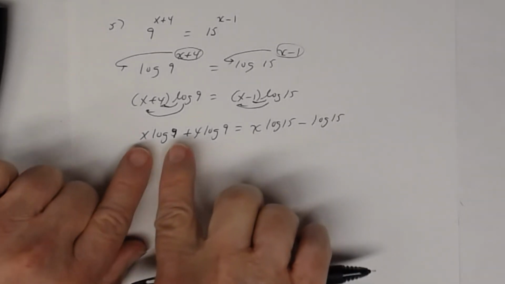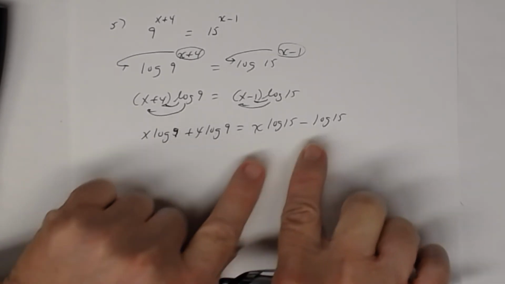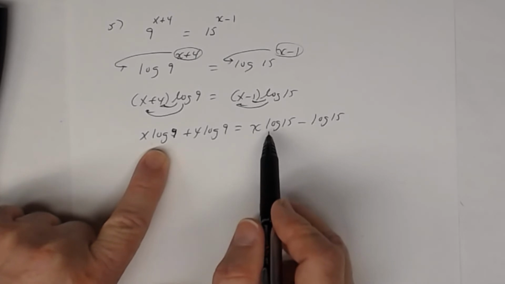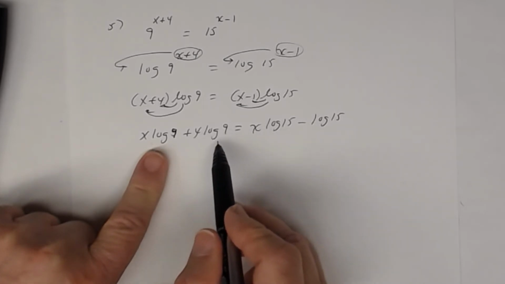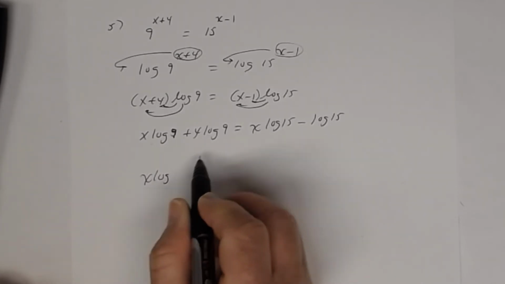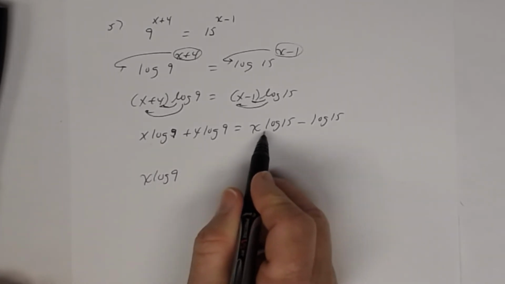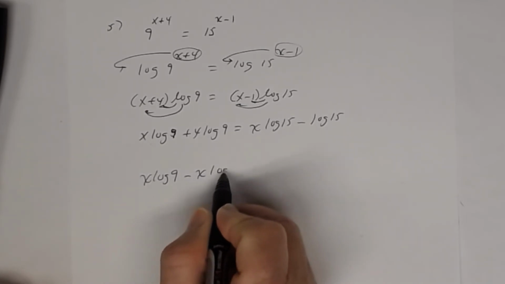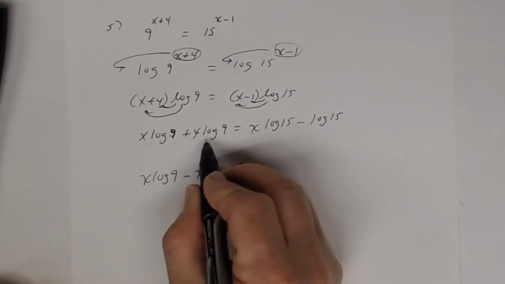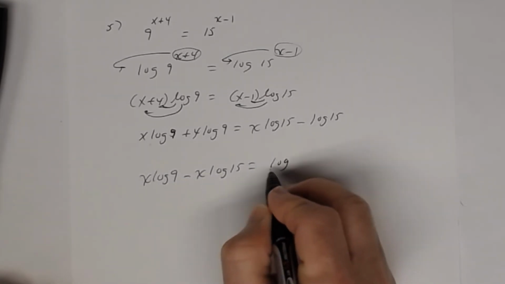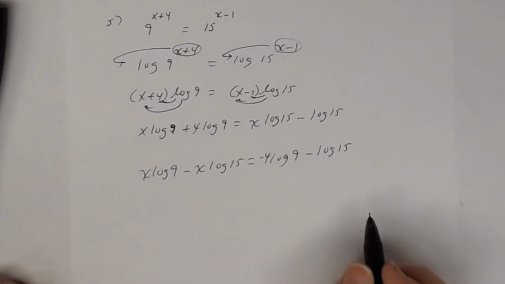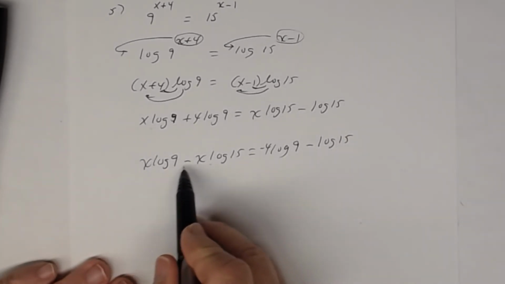Okay, now again I have 4 terms, 1, 2, 3, 4. These 2 right here are the terms that have the variable x. So let's bring those to one side and everything else to the other. So I get x log 9 minus x log 15, right? Equal, and then when I bring this over, that becomes a negative 4 log 9 minus log 15. All right, now factor out an x here.